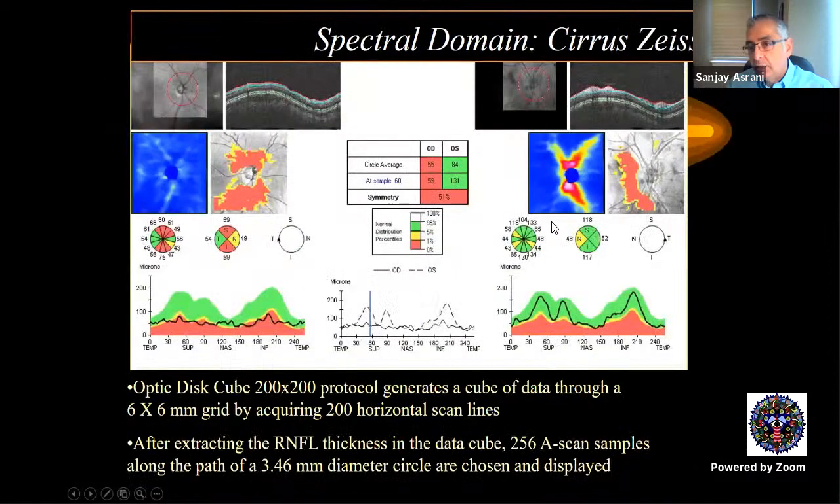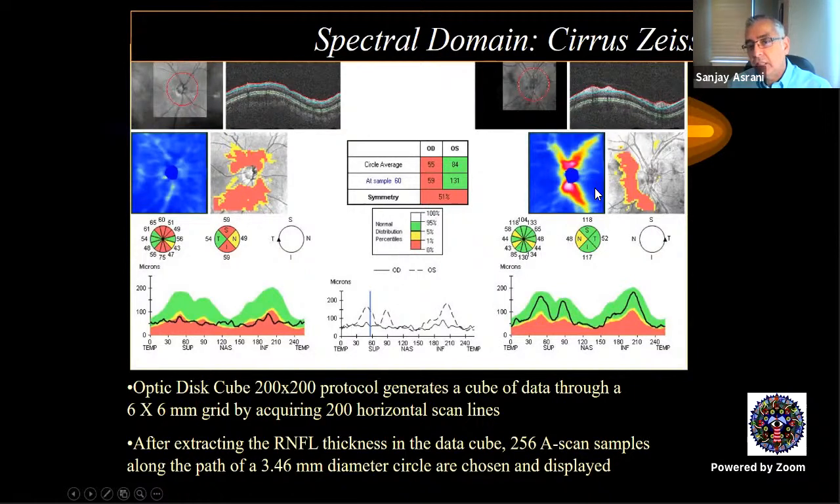Whereas the other company that makes a spectral domain OCT, which is the Zeiss instrument called the Cirrus, they have a raster measurement. They do multiple lines, 200 by 200 protocol in a 6 by 6 millimeter grid around the optic nerve. And then they extract the thickness in a circle 3.4 millimeters from the disc, 256 points. And they lay it out as a ribbon here for you. But because they have a raster, they also can give you a map of the display of the nerve fiber layer and compared to the normative database.